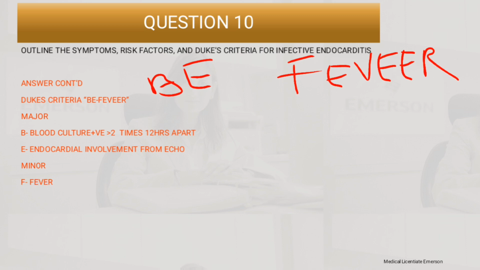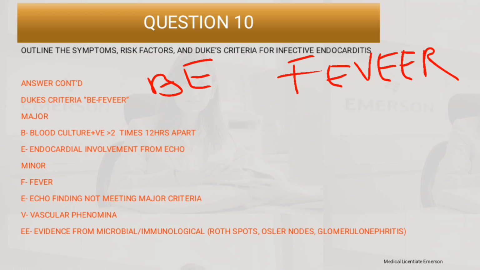Then for the minor, you can have fever, echo finding not meeting major criteria, so meaning the echo finding has not met the major criteria. Then V, vascular phenomena. E, so the double E is for the evidence of microbial and immunological evidence. So that's talking about the erythroid spots, Osler nodes, and glomerulonephritis. Then the predisposing factors for infective endocarditis, that is a valve disease, IV drug abuse, etc.